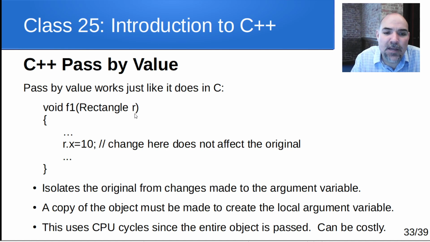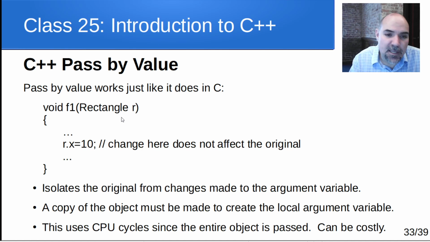In other words, when I pass by value, it makes an entire copy of that object, and if I change it in here, it does not get changed in the original. So that isolates the original from changes made to that variable inside of here. But in order to do that, it has to make a copy of the entire object being passed and copy it into this new variable in here. And making that copy does take CPU time, especially if it's a large object. That can end up being costly and could end up slowing your program down.